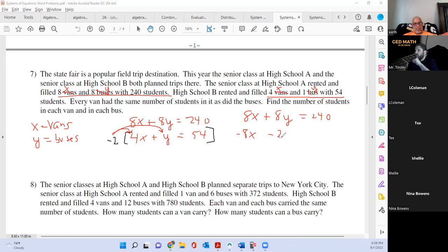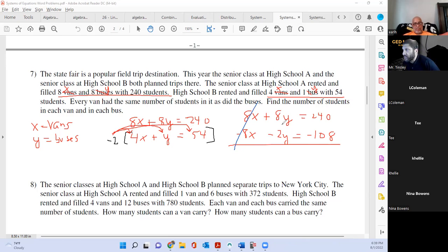-2y. And then what's -2 times 54? -108. We're then going to combine these two equations. I'm going to change the color to blue. What happens to the two terms that contain x? 8x and minus 8x cancel each other out.